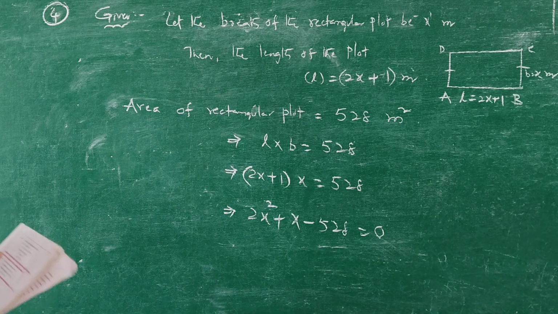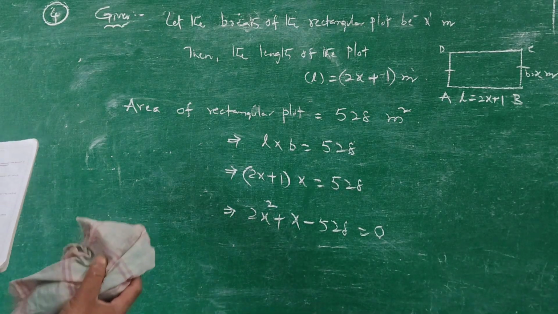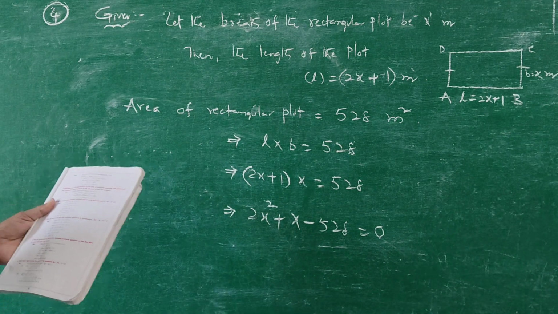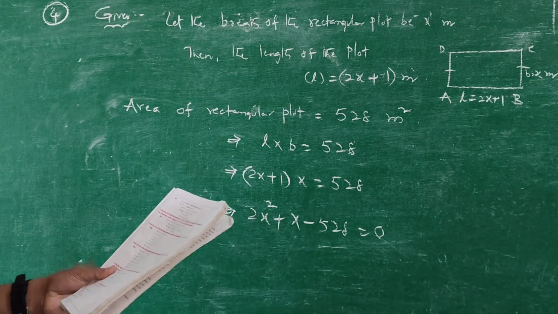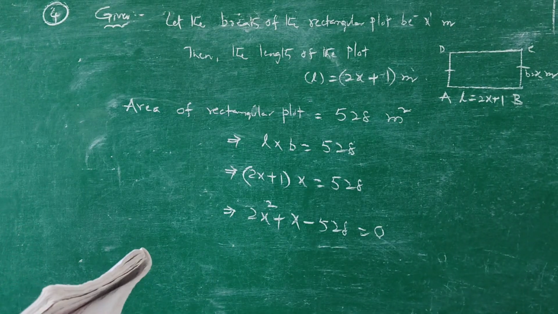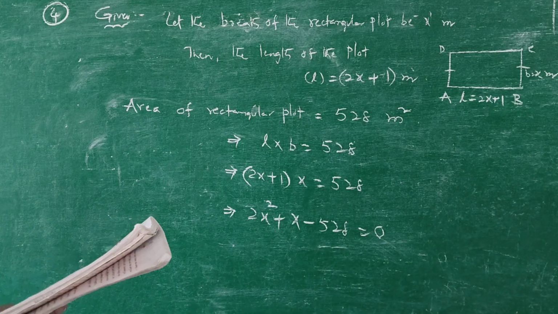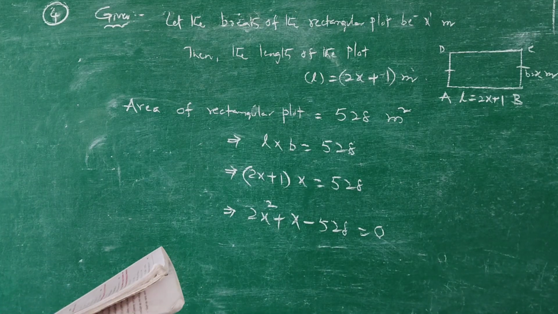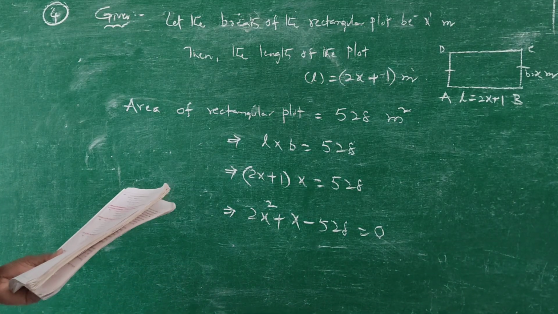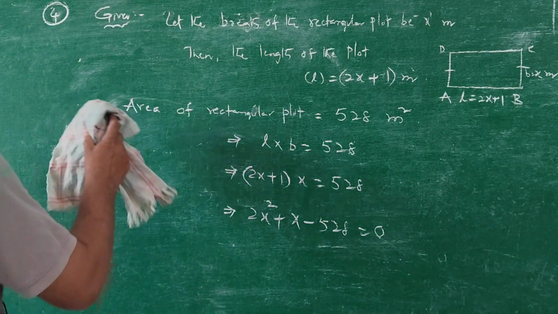Next is the fourth question. Next, fifth question. Even this sum is also in word form. The fifth question is to represent the following situation. They gave one situation, and we have to write it in the form of a quadratic equation. The product of two consecutive positive integers is 306. We need to find those integers.